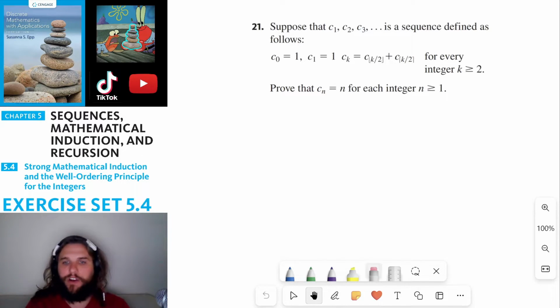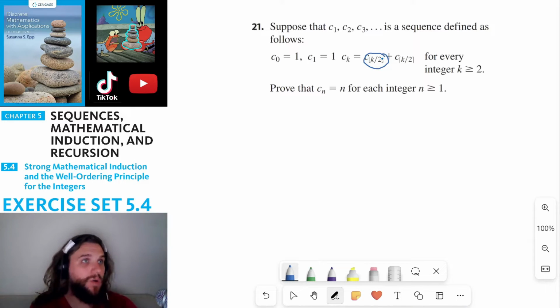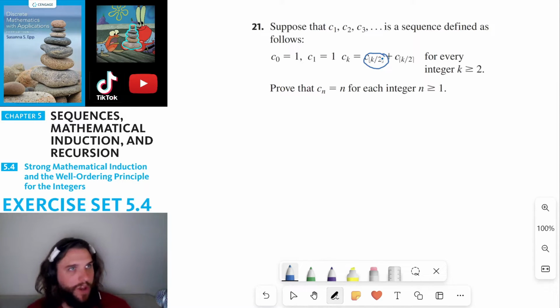Now, just a reminder, the floor function just takes a real number and rounds down. So it finds the greatest integer that is less than whatever the number is. So, for example, the floor of 5.3 is just 5. The floor of 9.718 is just 9. The floor of pi is 3.